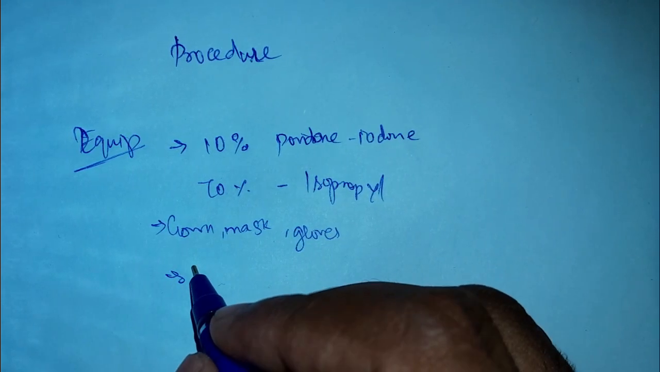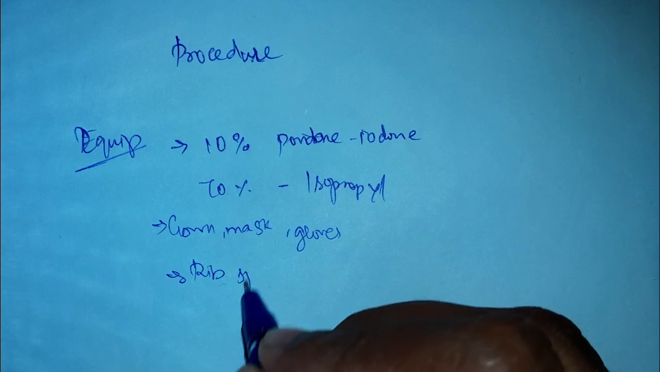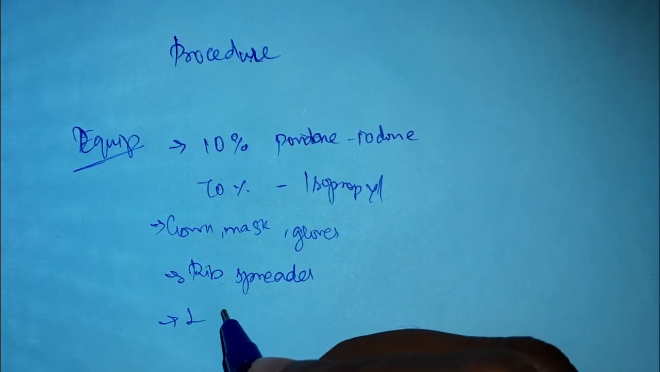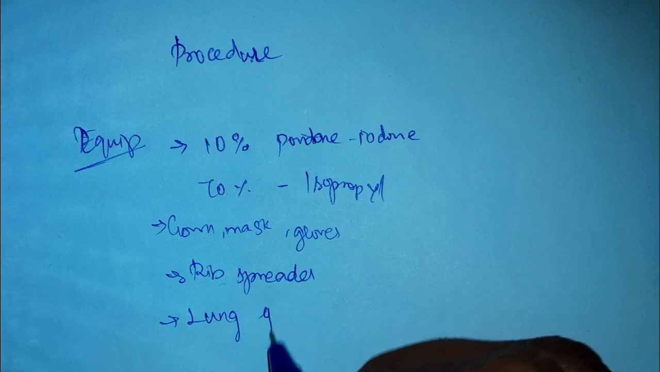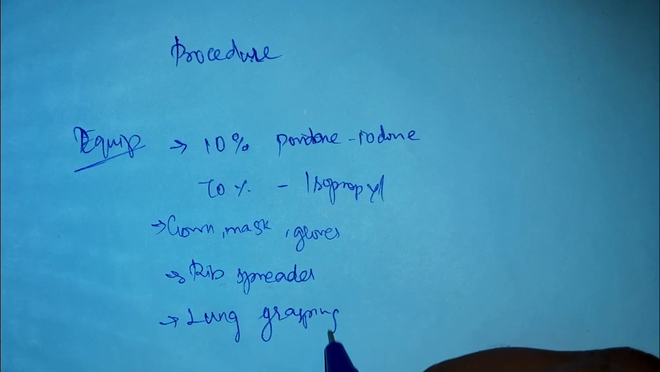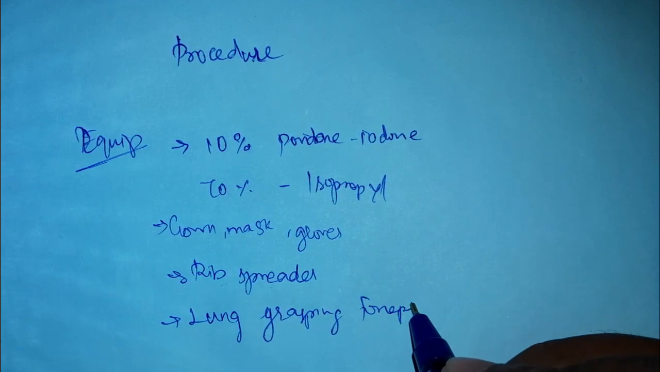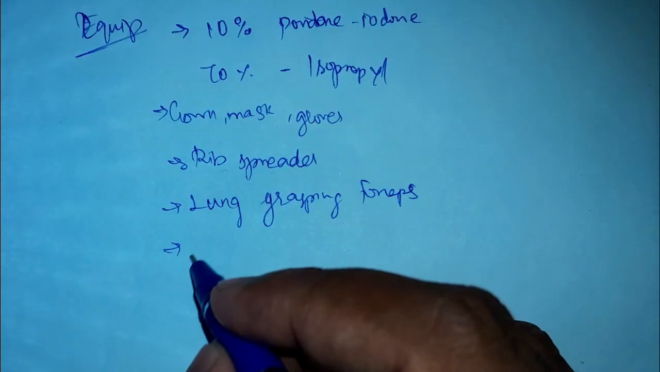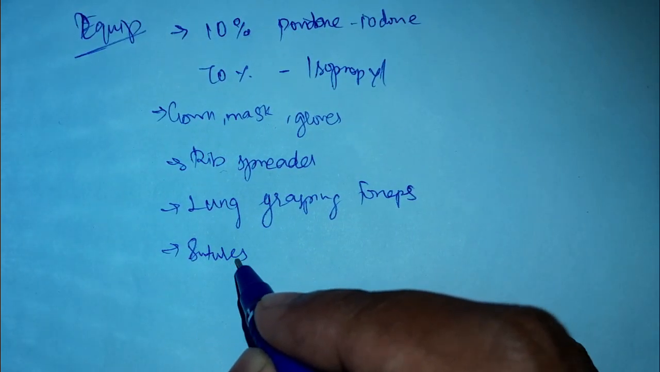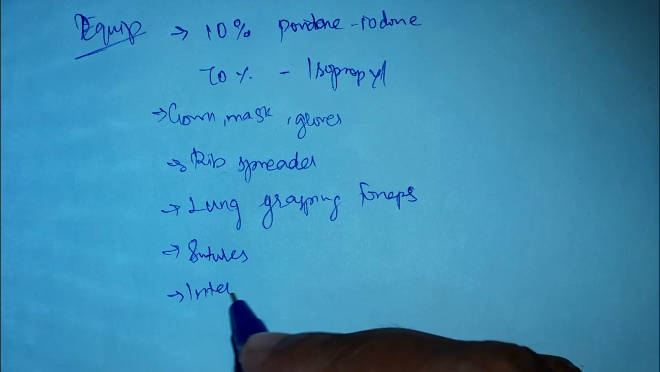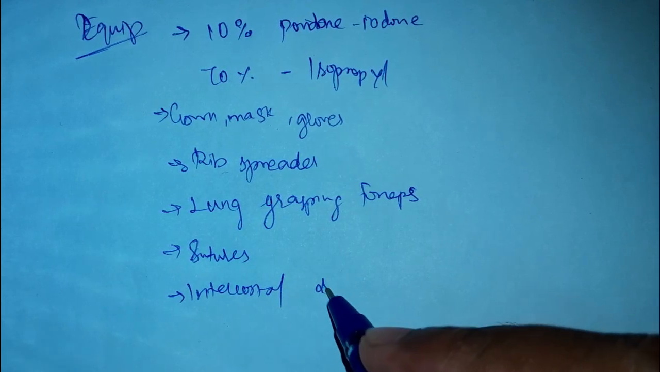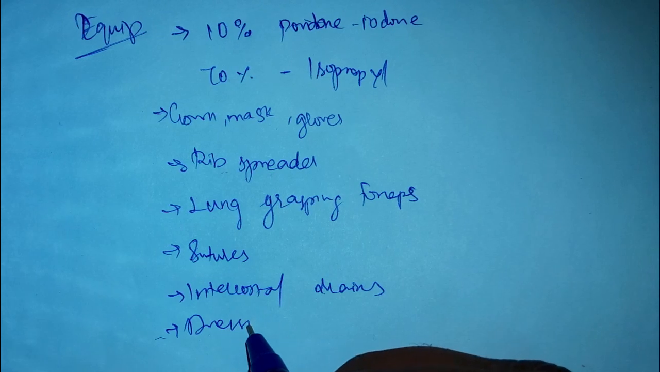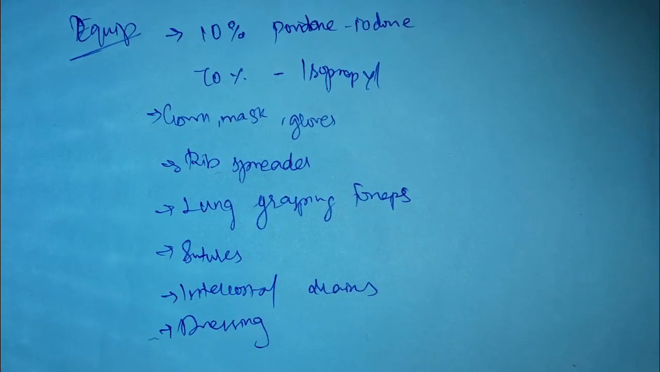Then a rib spreader, then lung grasping forceps, then sutures. After removal we should put the sutures, and intercostal drains so that we can drain during surgery. And dressing. So these are all we need.